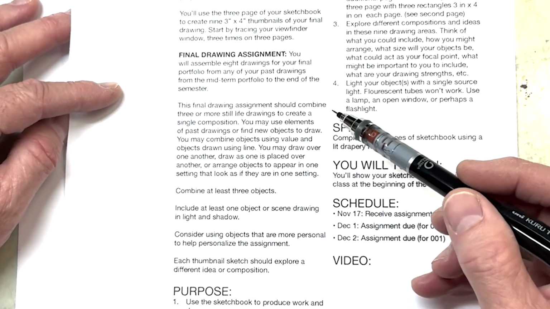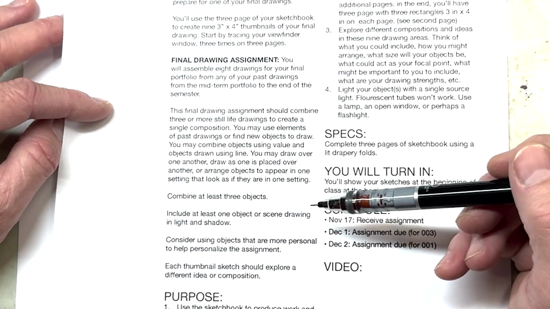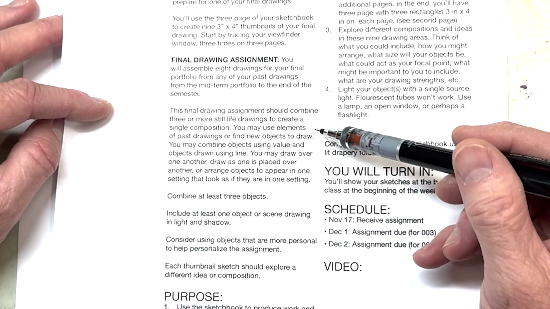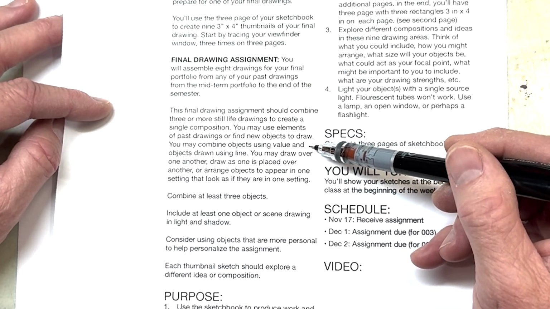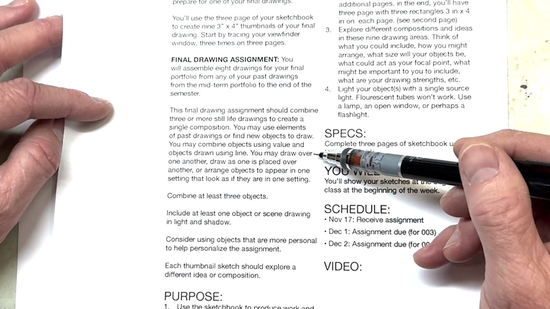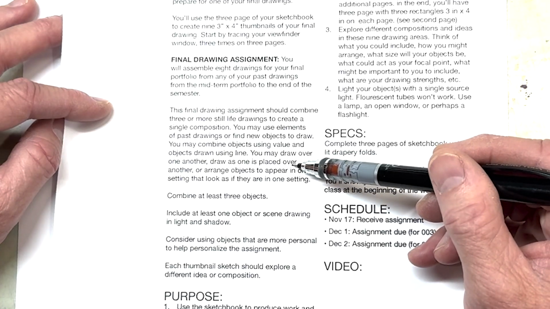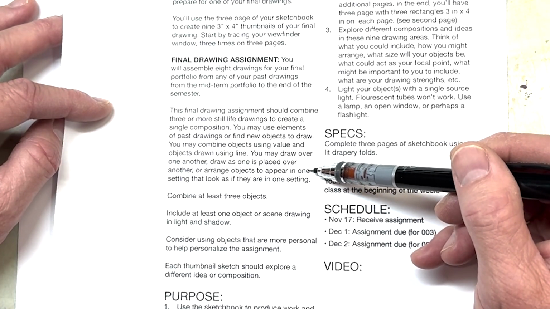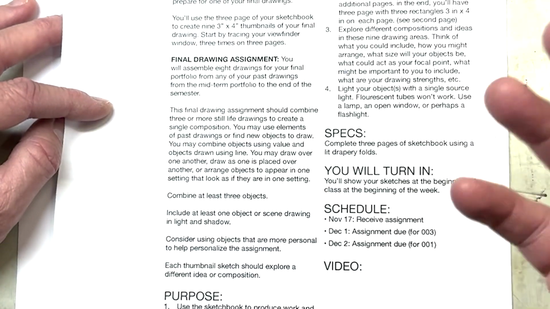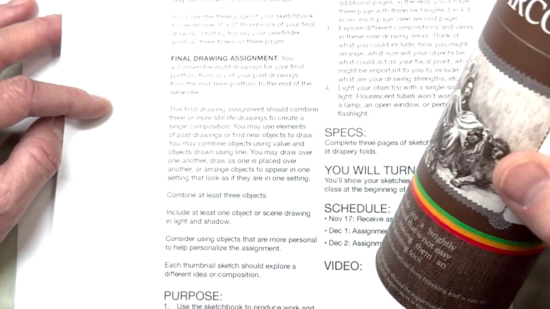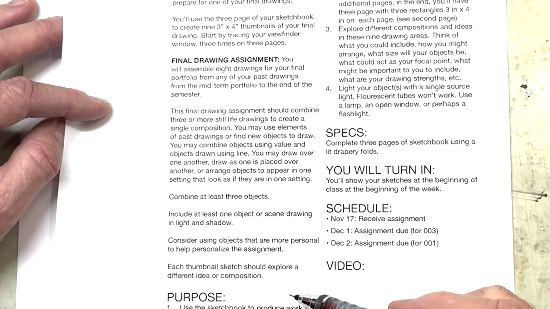This final drawing assignment should combine 3 or more still life drawings to create a single composition. You can use elements of past drawings or find new objects to draw. You may combine objects using value and objects drawn using line. You may draw over one another, draw as one is placed over another, or arrange objects to appear in one setting. So it looks like they're in one, and that doesn't make any sense, but you can put a tree next to an object, spray bottle, whatever, big tree next to it, or a house, or whatever it is, whatever you like.